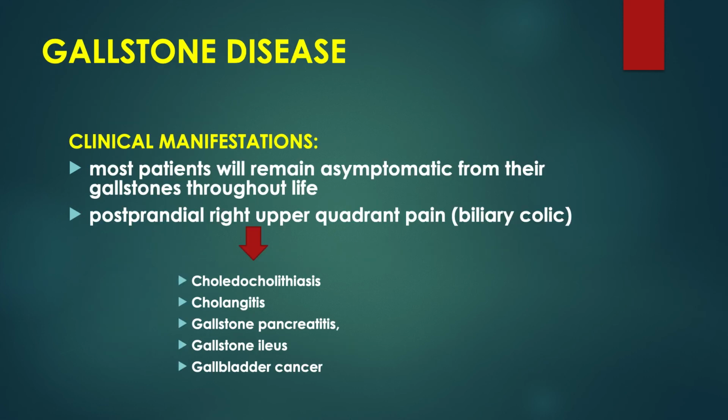As for the clinical manifestations of gallstone disease, most patients will remain asymptomatic from their gallstones throughout life. Others would have postprandial right upper quadrant pain, what we call biliary colic. Other diseases of the biliary tree, such as cholelithiasis, cholangitis, gallstone pancreatitis, gallstone ileus, and gallbladder cancer, would also present with biliary colic. These diseases will be discussed in the later part of this topic.